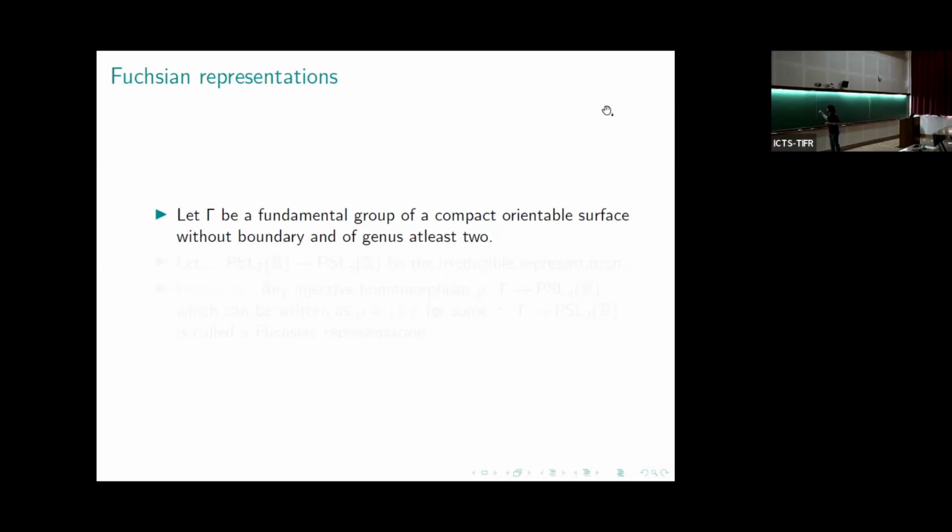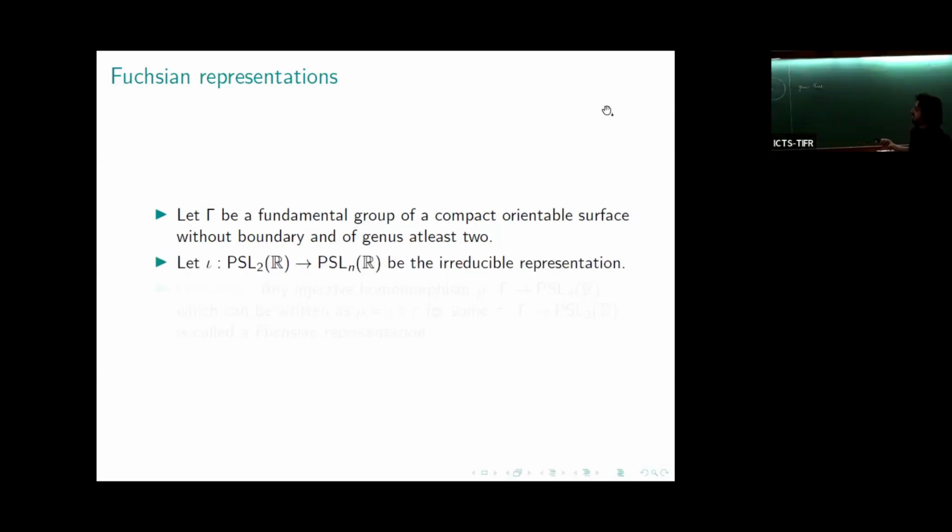So let gamma be a fundamental group of a compact orientable surface without boundary and of genus at least 2. So for me, it would be something like this. This genus is 3. And you also have this representation of PSL2R inside PSLNR, called the irreducible representation. To give a computational way, how does it act? This iota of the matrix A, B, C, D acting on these monomials acts as (ax+by)^n, (ax+by)^(n-1)(cx+dy), and so on, up to (cx+dy)^n. So this is the irreducible representation.